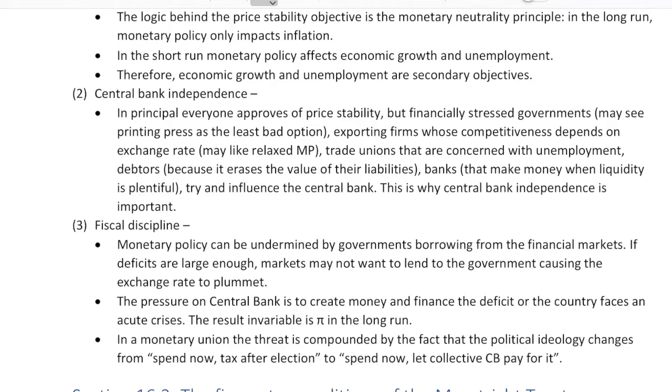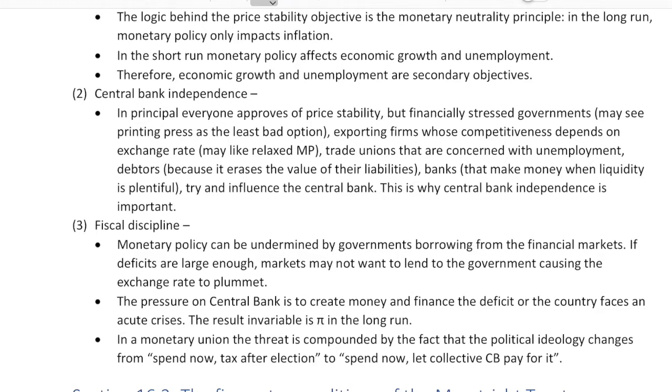And furthermore, one last point about fiscal discipline is that in the monetary union, this threat is only compounded by the fact that political ideology changes from spend now and tax after election to spend now and let the central bank pay for it, right? If you're an Italian politician worried about getting reelected, the best way to get reelected is to give a lot of freebies to your constituents. Well, in a monetary union, this can be a problem because what you're also saying is, why do I care about my debt levels? I have a common central bank with the rest of Europe, so let them worry about my debt levels, right? Because it's not like I have to pay back.